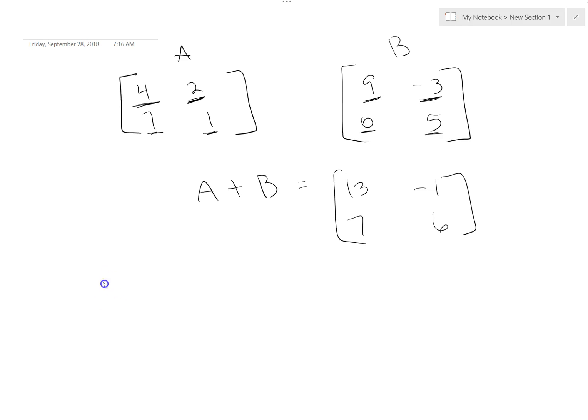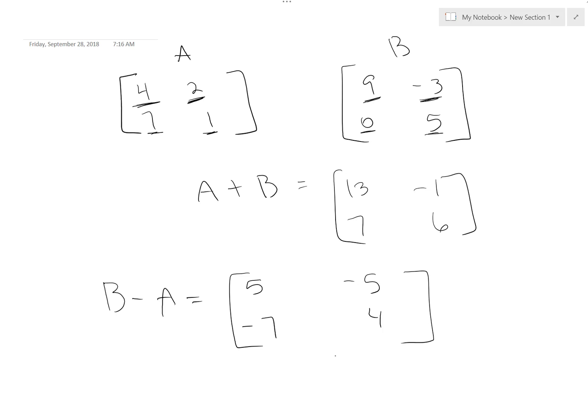I can subtract them. Let's do B minus A. I'm going to take 9 and subtract 4 and get 5. -3 minus 2, -5. 0 minus 7, -7. 5 minus 1, 4. Okay, so we can add them and we can subtract them. That is what you're going to do on 4.1.1.